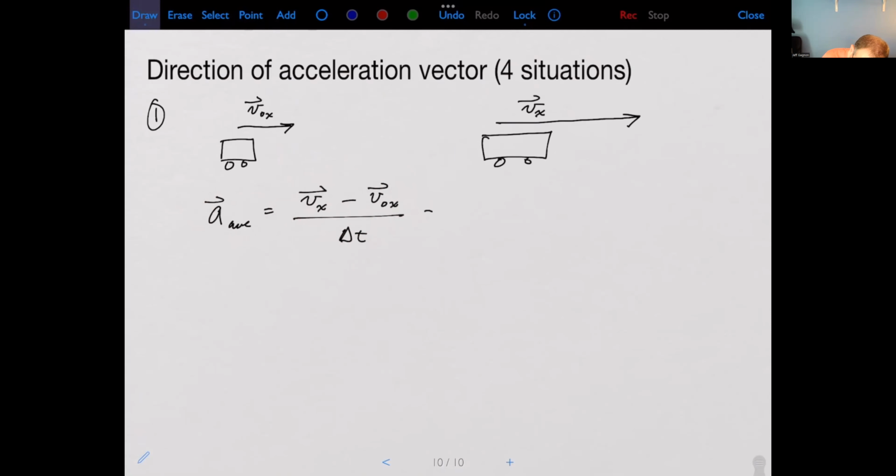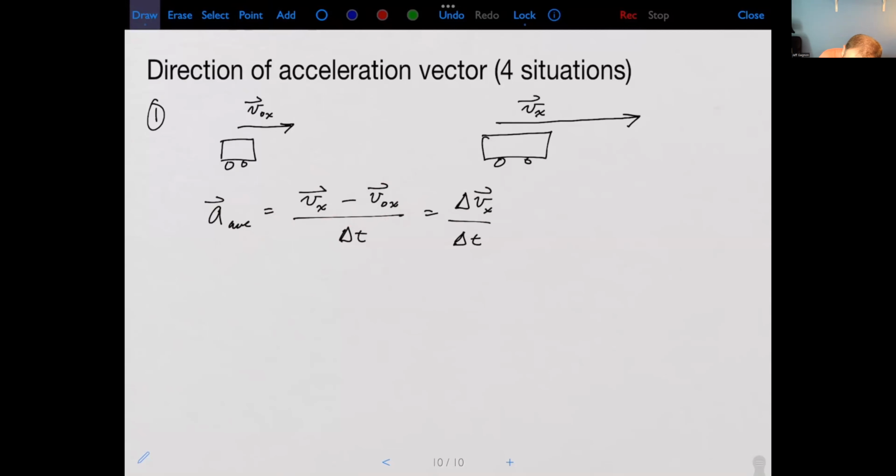You could also write it like this. You could say change in velocity in the x over delta t. Right, so it's a vector. So that direction gives you the direction of the acceleration. Well, how do I subtract these vectors here? Well, we know how to do that. Remember, you start by drawing the first one.